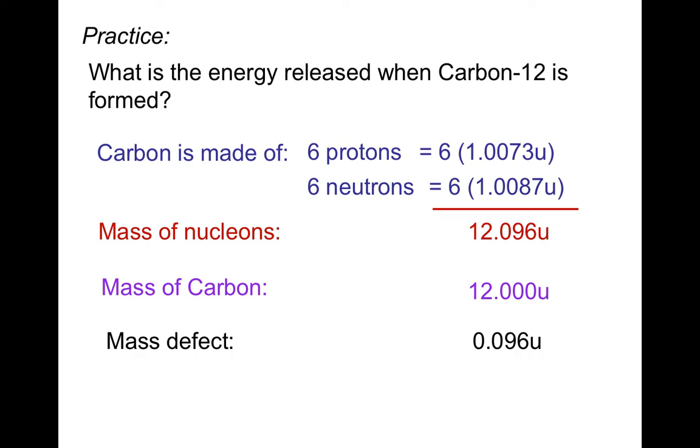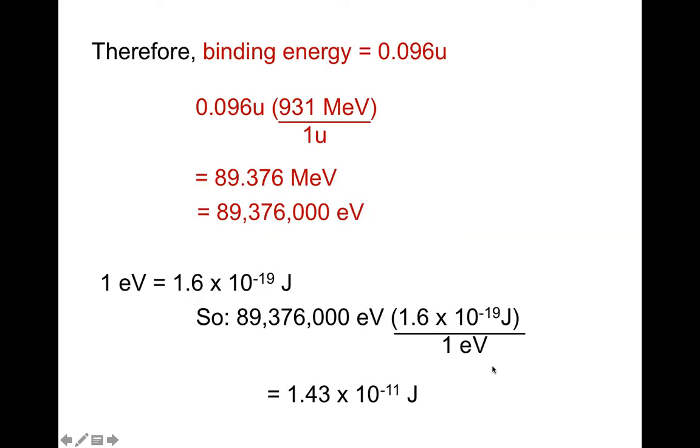Now the question is, how much energy is this? So we need to convert this mass defect into the amount of energy. So this tells me that the binding energy is 0.096 universal mass units, right? Because the binding energy equals the mass defect. So I'm going to convert this amount of mass into energy. And here's my conversion, right? 1 universal mass unit equals 931 mega electron volts. So I get 89.376 mega electron volts. Right?